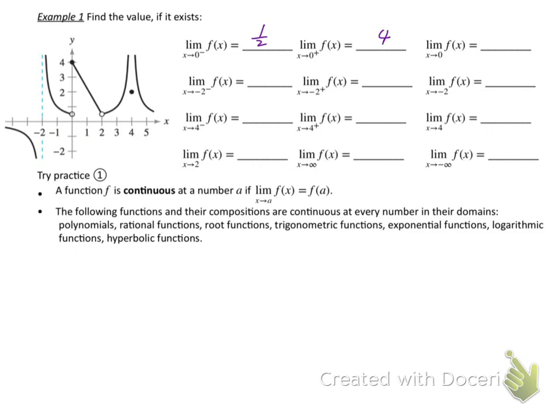Let me just use teal. And that means when your x approaches 0 from the left side, the y value goes toward 1/2. But when your x approaches 0 from the right side, or from the positive side, the y goes toward 4. They're not matching. When your left side limit and right side limit are not the same, you do not have a limit. In that case, we say the limit does not exist.